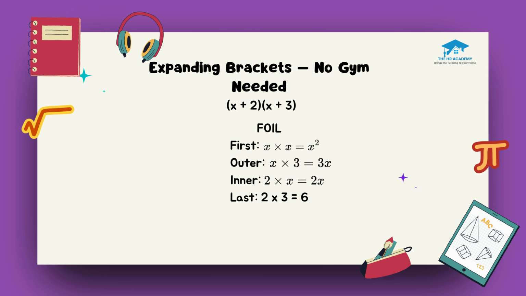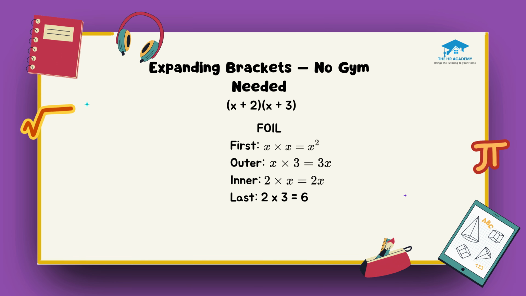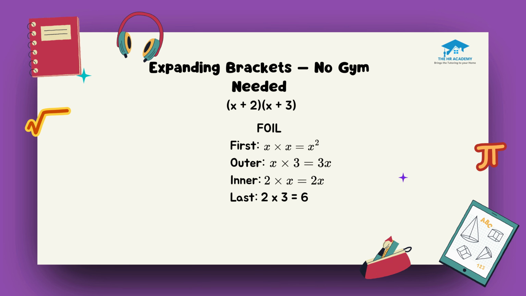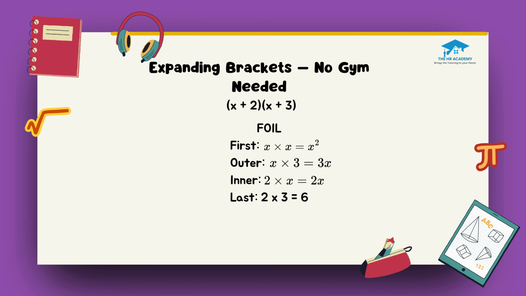First, x times x equals x squared. Now outer. X times 3 equals 3x. Next step is inner. 2 times x equals 2x. Last step is last. 2 times 3 equals 6.